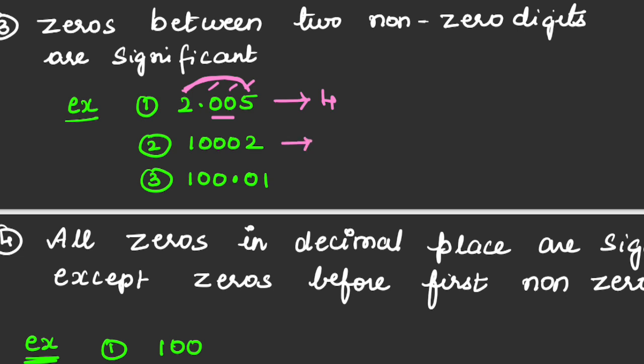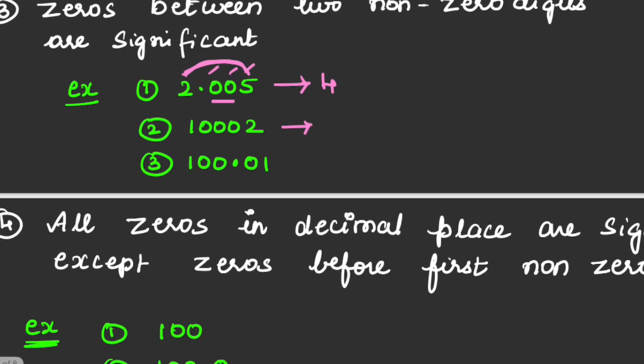In this, how many are there? In this you can see the significant figures are 1, 2, 3, 4, 5. So you will be writing the answer as 5. Is that clear?